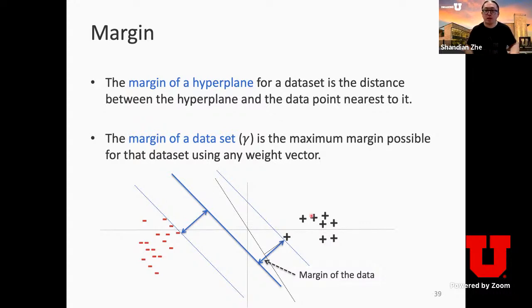We discussed in our last lecture that the margin of the data set actually reflects the separability of the data set, or the easiness of classifying the examples in this data set. So the larger the margin, the further apart the positive examples are from the negative examples, so the easier it is to find a separating hyperplane.